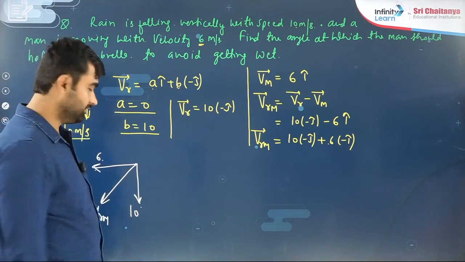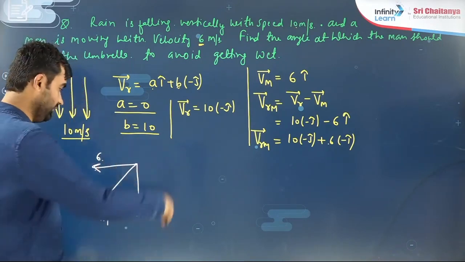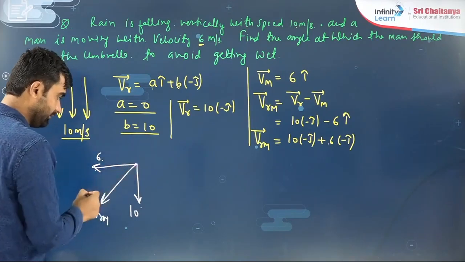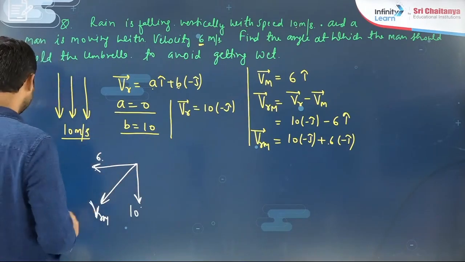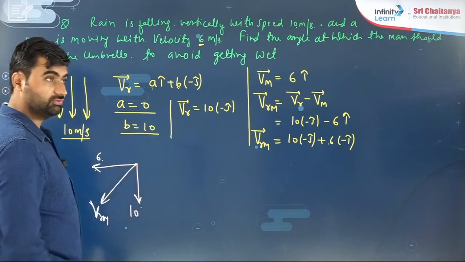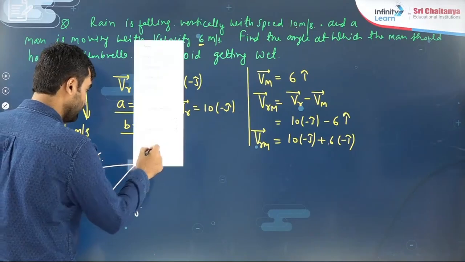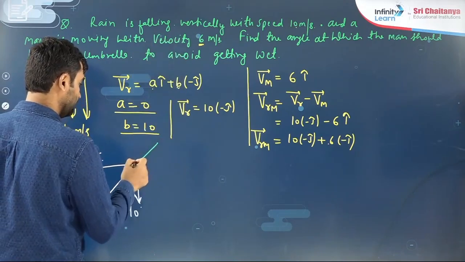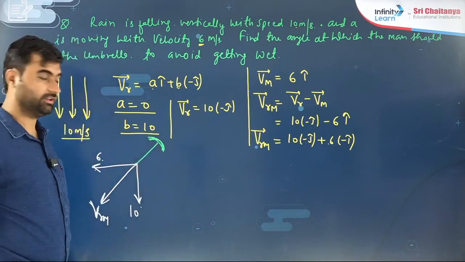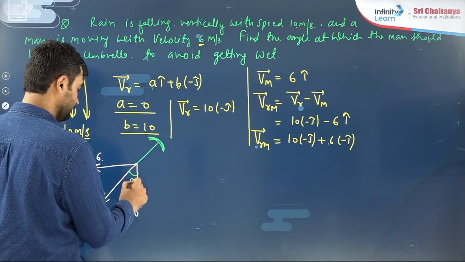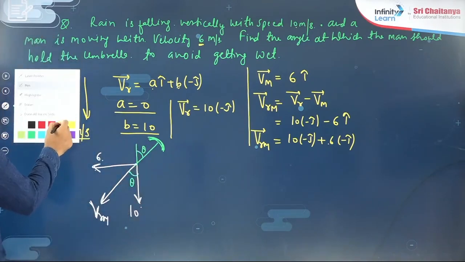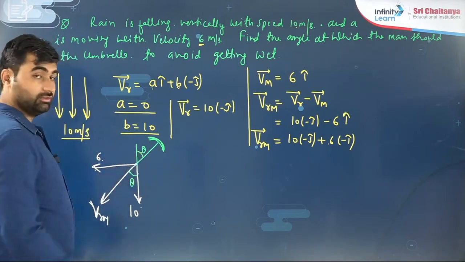So the man should hold the umbrella opposite to VRM because rain will fall like this. So we have to hold the umbrella opposite to this direction, means the umbrella holding position must be this one. Clear? Okay. So this angle we have to find out. If this is theta, then this is also theta.